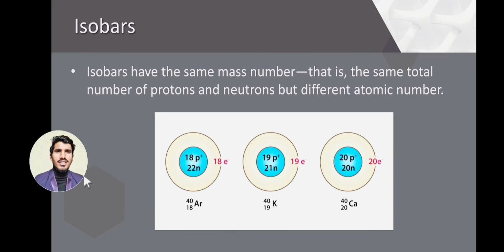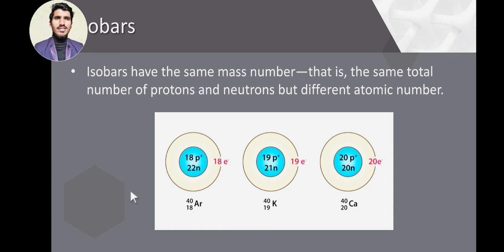So moving on towards the isobars. Okay, isobars. What are isobars? Isobars have the same mass number. Okay, these are actually the atoms of different elements that have the same mass number. That is, the total number of protons and neutrons are the same, but they have different atomic numbers.